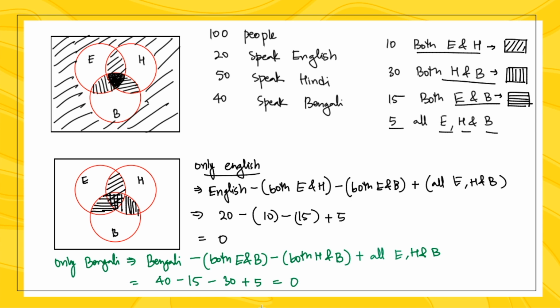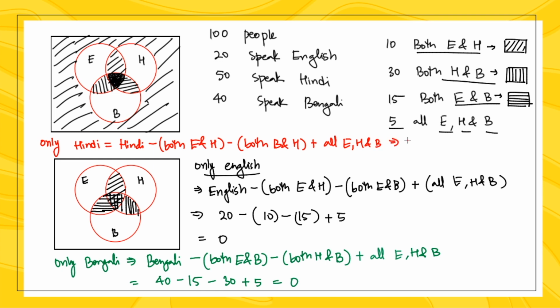In the similar way, you can find out how many people can speak only Hindi. That will be again very simple. I'll just directly do that. I don't have space, so I'll do it here with a red color. To find out only Hindi, you have to subtract from Hindi speaking those who can speak both English and Hindi, then subtract those who speak both Bengali and Hindi, and add that all E, H and B region because that will be subtracted.